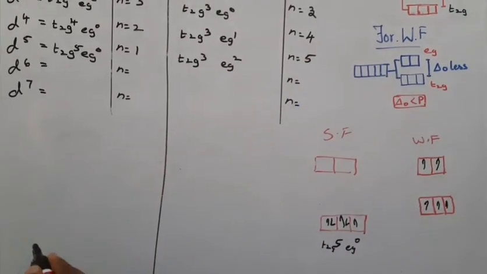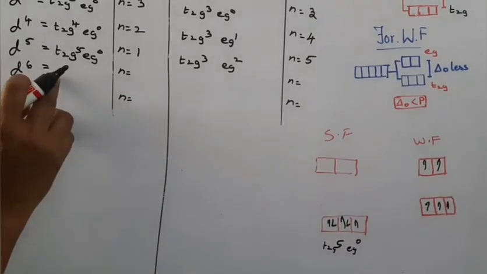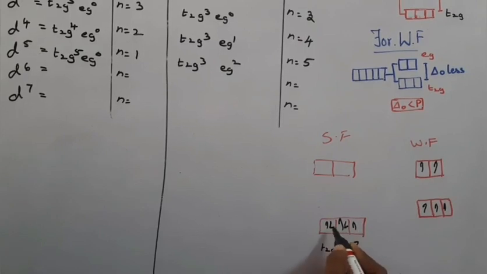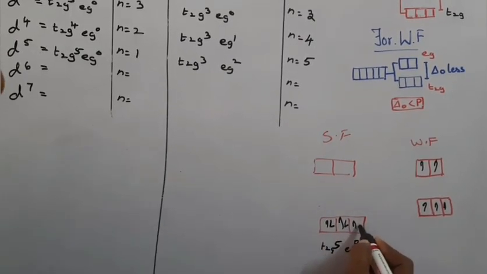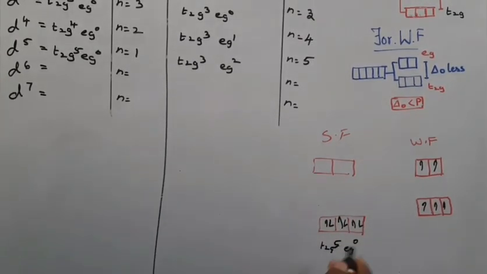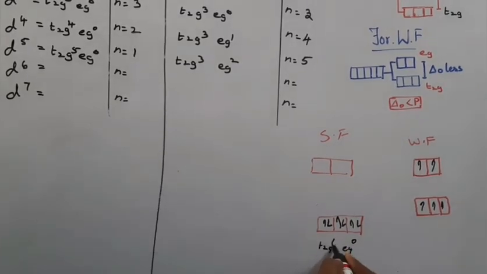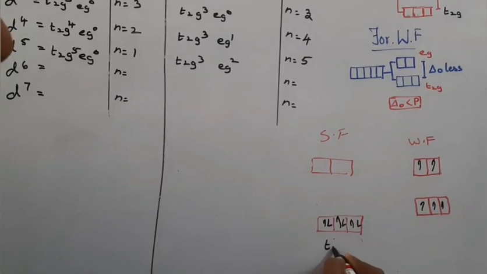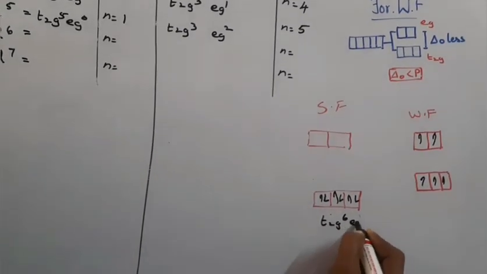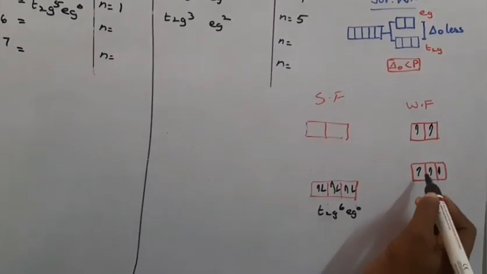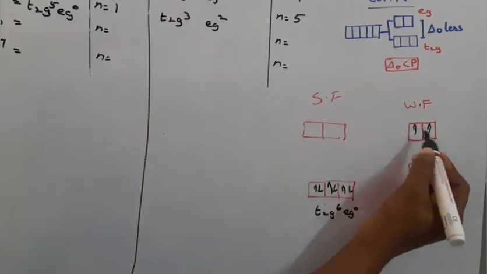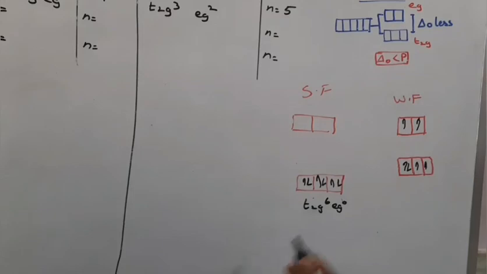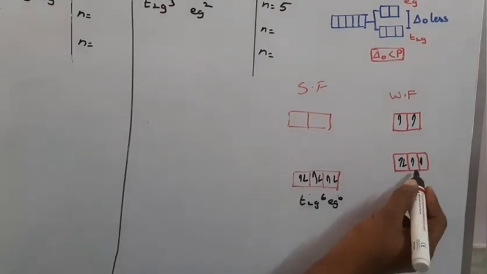5 unpaired electrons are present. Okay. For D4 configurations, you see here 1, 2, 3, 4, 5, 6. Okay, 6. So T2G, I'll write T2G6 EG0. For this case 1, 2, 3, 4, 5, 6 electrons. Okay, 6 electrons. So pairing up takes place here.